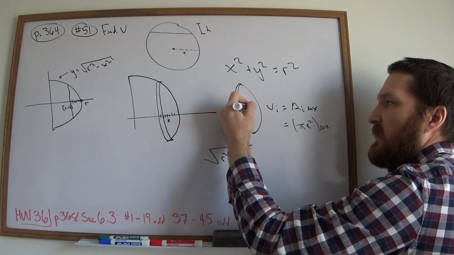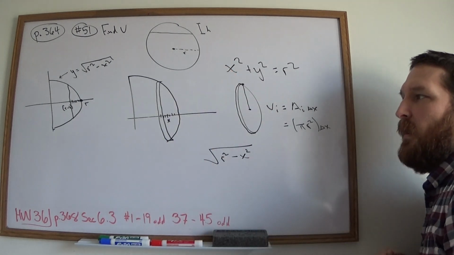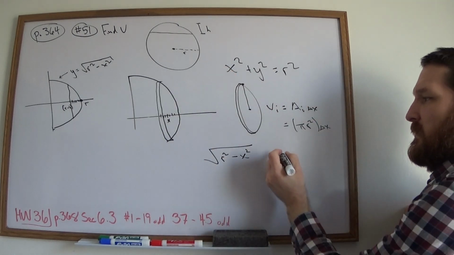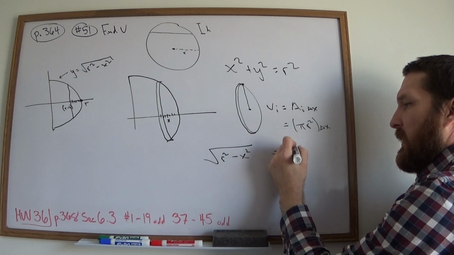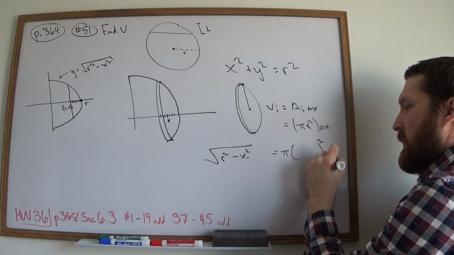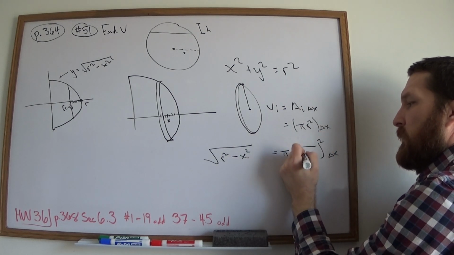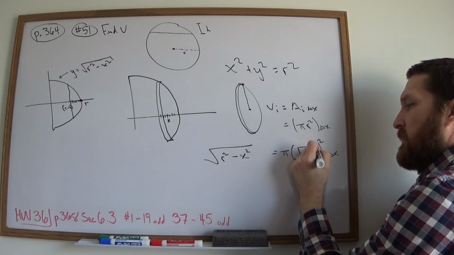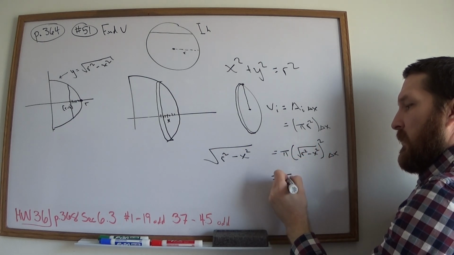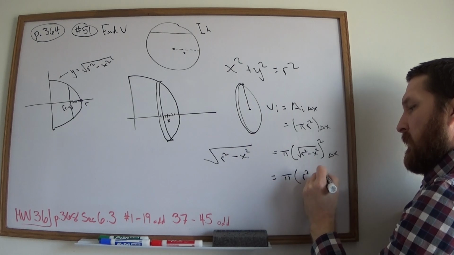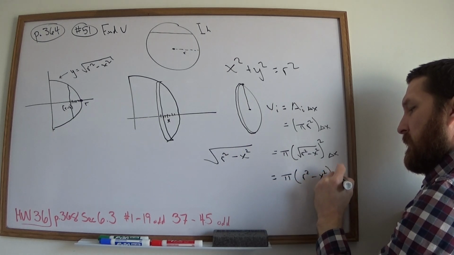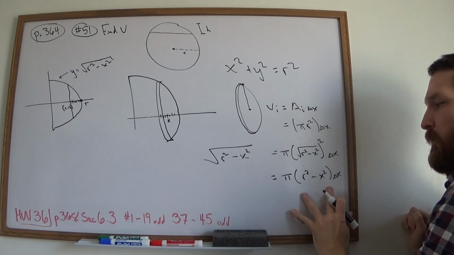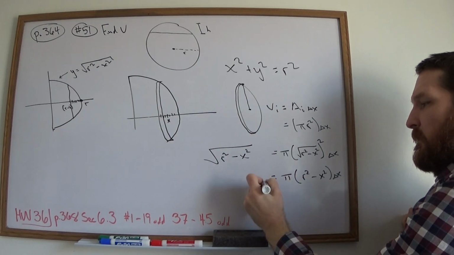R in this case is the root of r squared minus x squared. So pi times r squared, where r is root r squared minus x squared. And conveniently, now we don't have to deal with the root. So there's my ith volume.